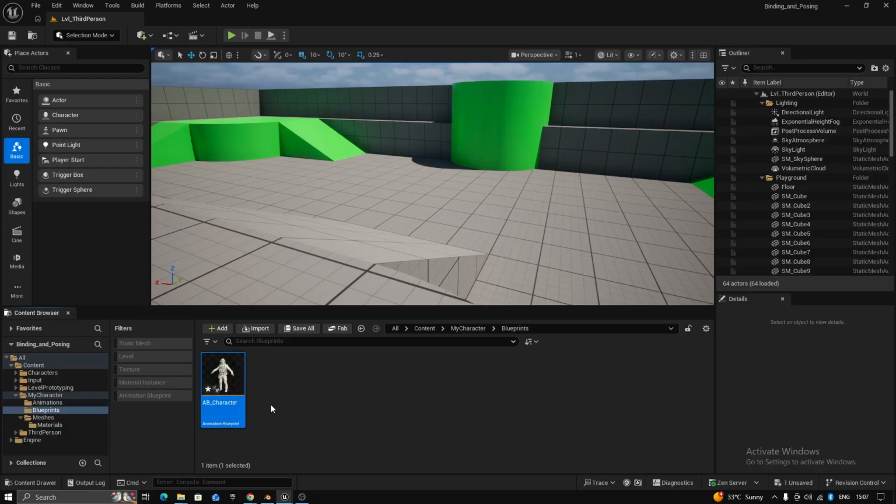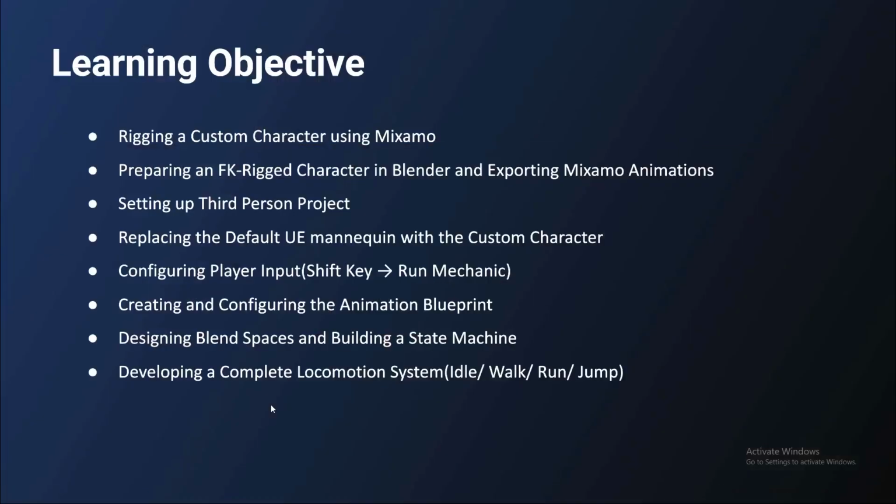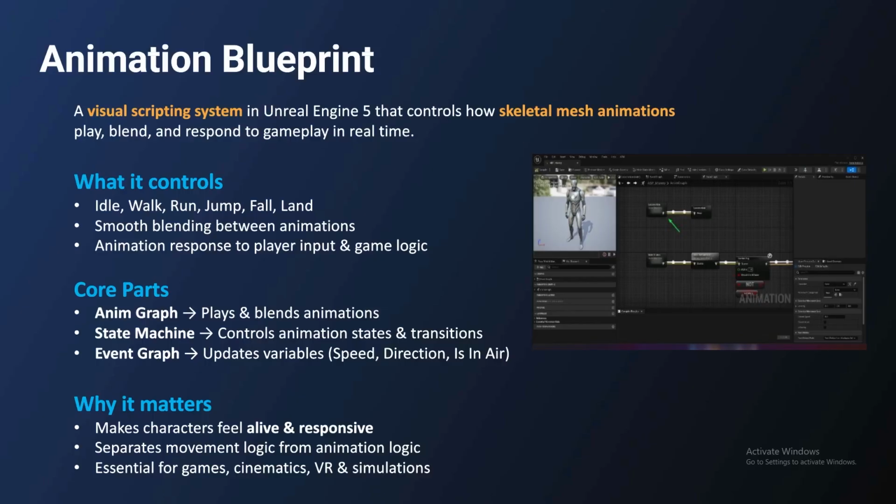So yeah. What is an animation blueprint? Let us look at it. An animation blueprint is a visual scripting system used to control how a character or skeletal mesh moves and animates in real time. Think of it as the brain of a character's animation. It decides which animation plays, when it blends, and why it blends. How does it do it? It controls movement animations such as idle and walk and blends these animations smoothly based on the player inputs or the game's logic.